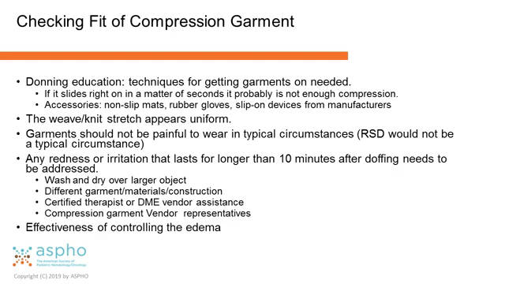So donning education is so important with these patients, teaching them techniques for getting the garments on properly. If it's just sliding on in a matter of seconds, it's not enough compression, and so they need to learn to expect it's going to take 3 to 5 minutes to get this garment on typically. There are many accessories we can help them get: non-slip mats, rubber gloves. There are various slip-on devices that can help get those garments on. And then we're looking at the weave or the knit of the material. We want to see some stretch in that material. We want it to appear uniform.